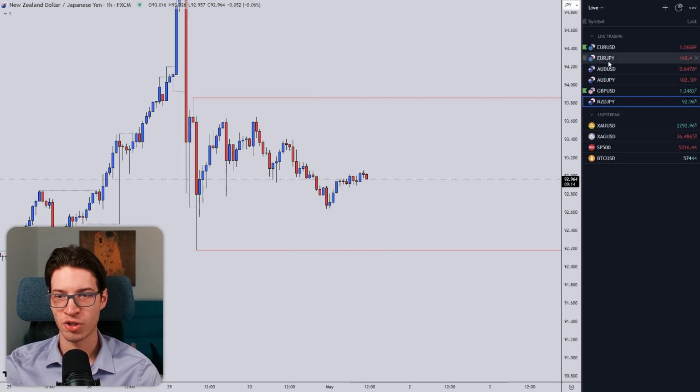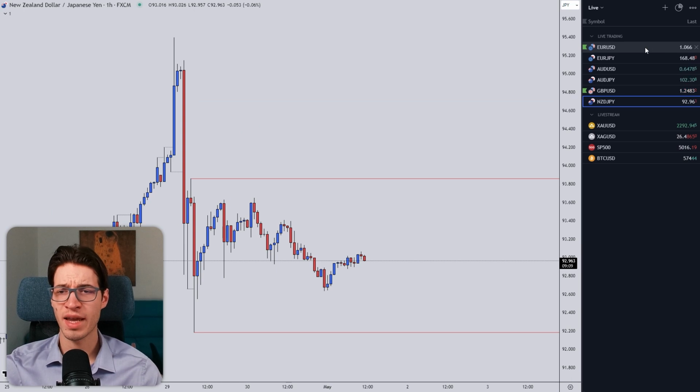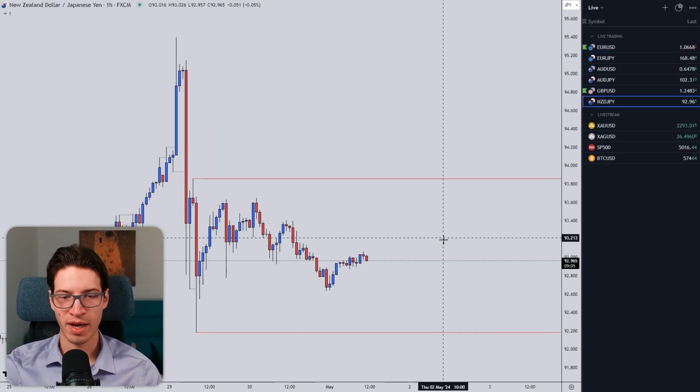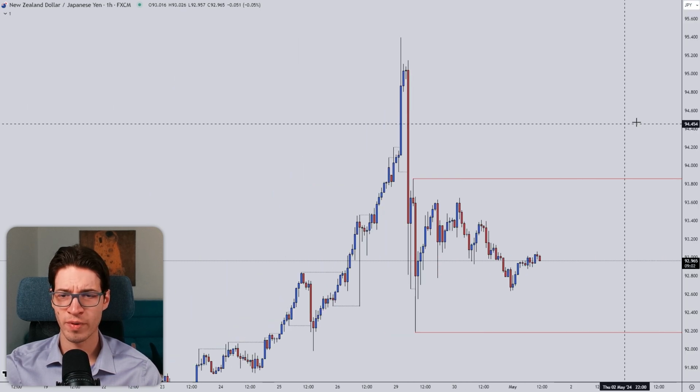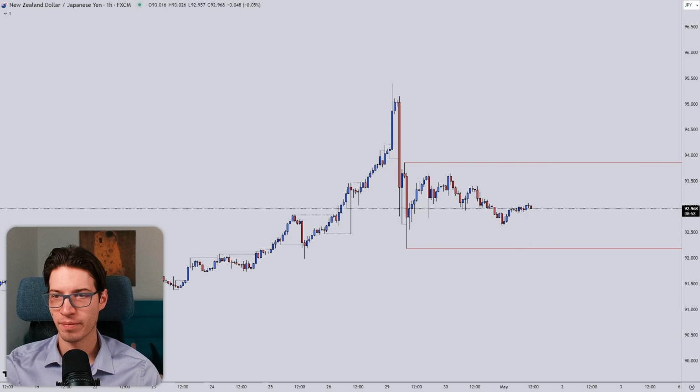It is the same for all Japanese pairs, EJ, AJ, NJ. They all look the same, being more patient, leaving them alone, waiting for that break of the high or the low, just waiting for the price to move away from the current price action, okay? I want to see price move away from here.